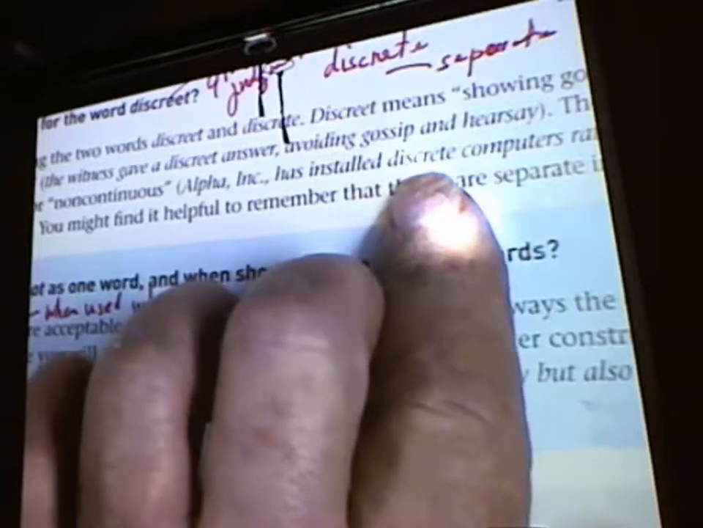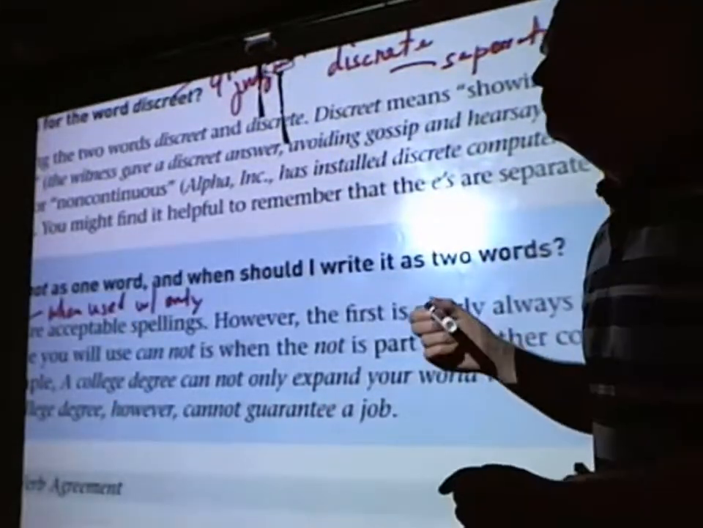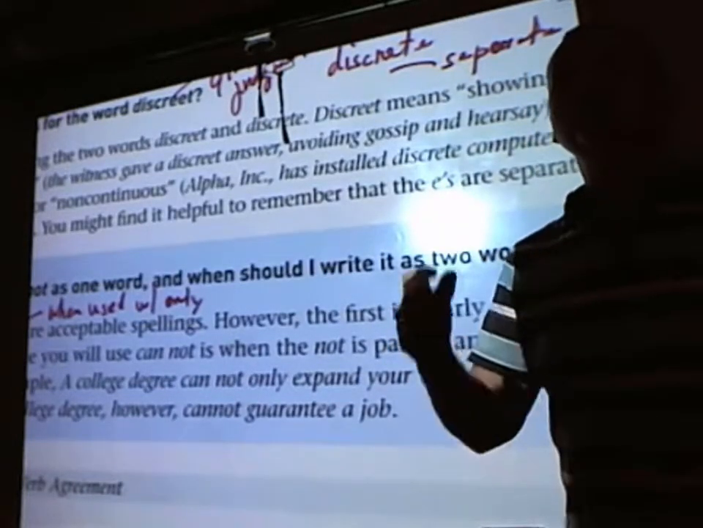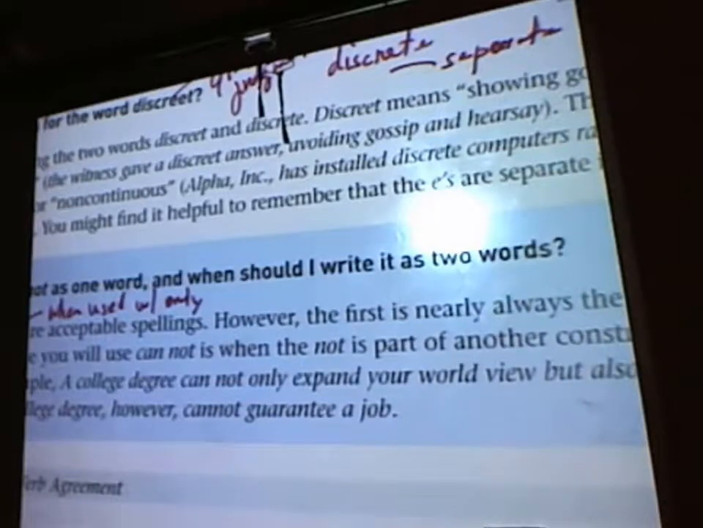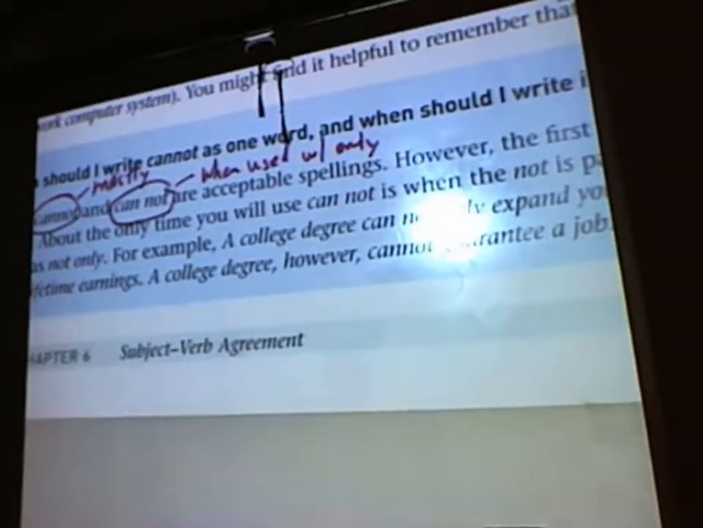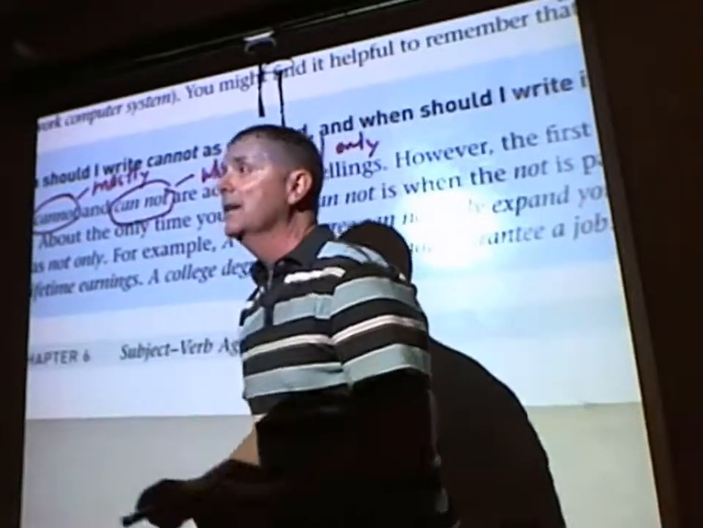Can you write cannot as one word or two words? It should mostly be used as one word. Only use it as two words when you're using the phrase can, not only, but also. So not only, but also, next to the word can, then it becomes two words. So more times than not, it will be cannot as one word.